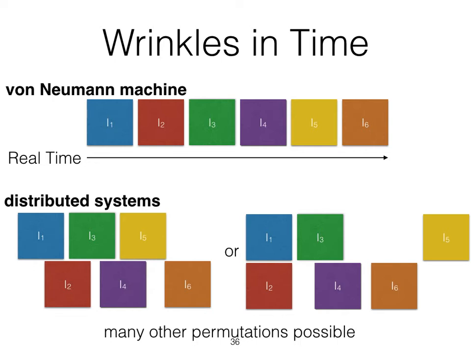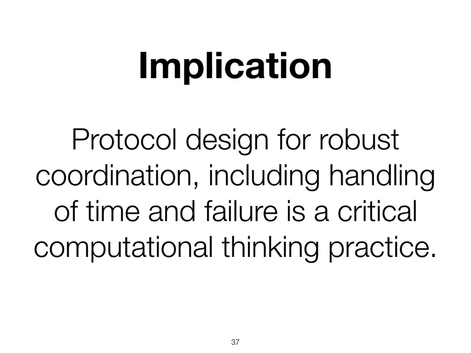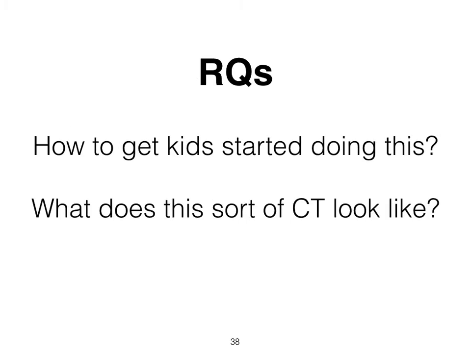And the way you get correct outputs out of a system with this kind of stochasticity is through the design of robust communications protocols. In our work, we've operationalized this with an important design implication, which is that protocol design for robust coordination between programs, including the handling of time and failure, is a critical computational thinking practice for a distributed computing world. And based on this, we came up with two research questions. First, how do we get kids started doing this kind of work, designing distributed systems and the protocols to construct them? And then what does computational thinking look like in this space?